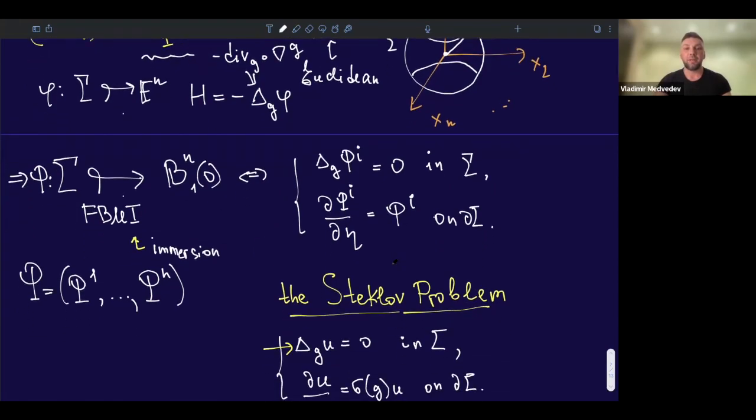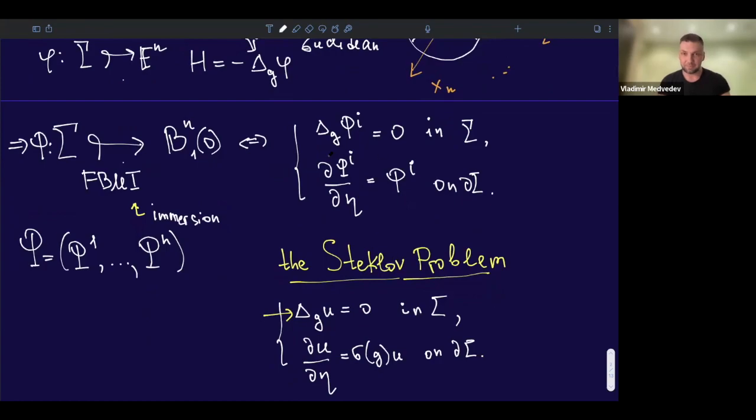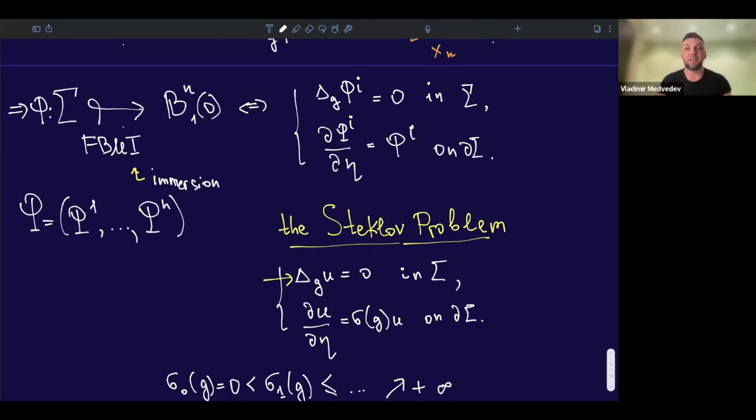And everybody knows, I think, that these Steklov functions satisfy the following Steklov problem. I'm going to quickly recall what a Steklov problem is. So sigma here is a Riemannian manifold, which is supposed to be compact, with a boundary which is supposed to be sufficiently smooth.